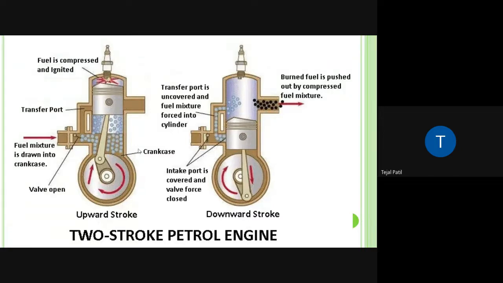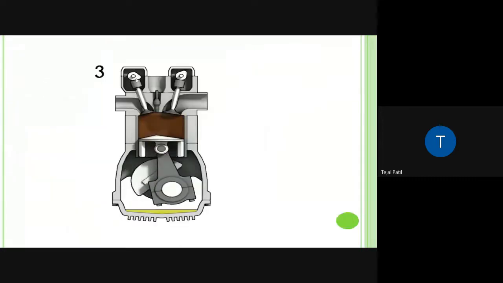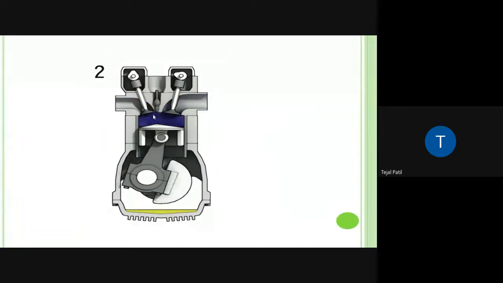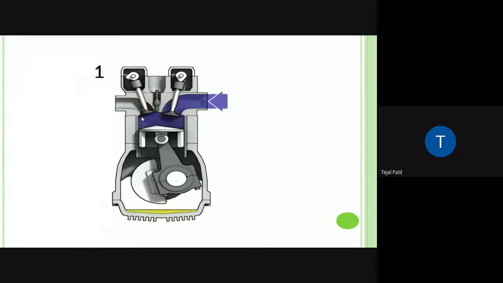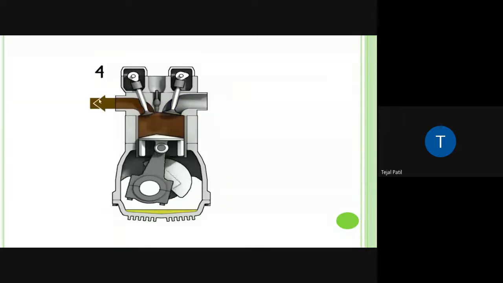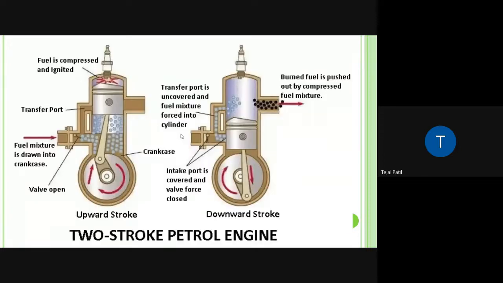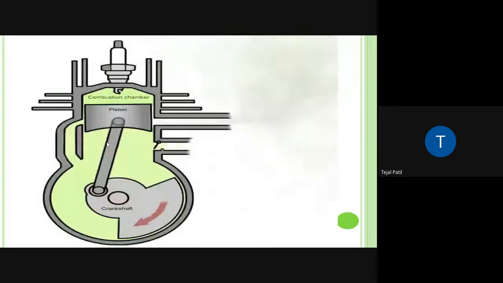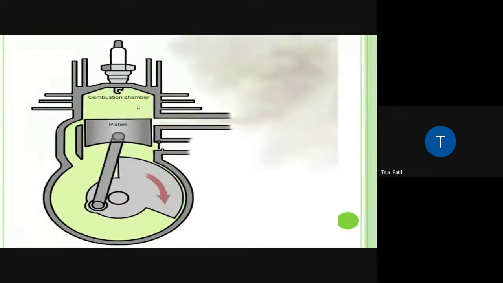Let's understand the construction, and then we will move to the working. Now, in four-stroke engines you have seen there are valves: inlet valve or suction valve and exhaust valve, for opening and closing of the passage. But here in a two-stroke engine it doesn't have valves, it has ports only. Ports mean passages, only passages.